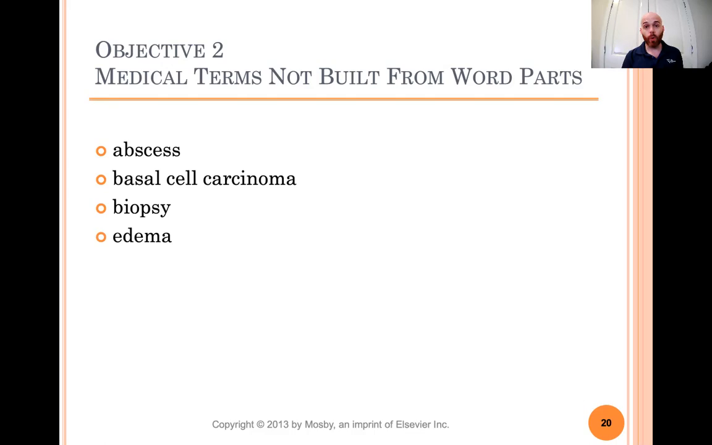Edema is another word for swelling. So if you retain fluid, your ankle will swell. If you turn your ankle and then it swells up, that's edema. That means the fluid that causes swelling.